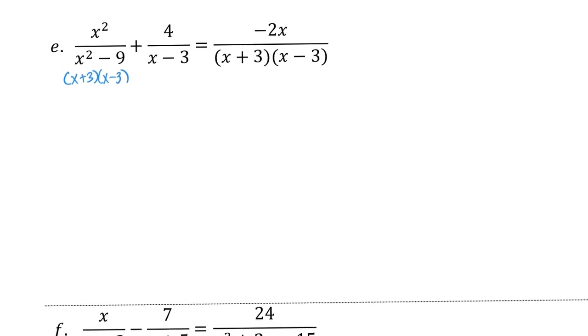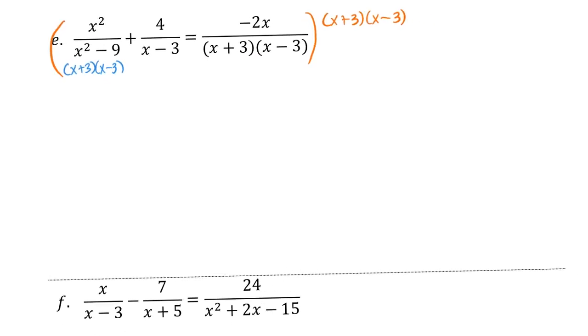So I'm trying to cancel out the x plus 3, and I'm trying to cancel out the x minus 3, and that should get all the fractions at the same time. Okay, I'm going to show this first step, which again, some of you are going to skip, and that's okay. So I'm going to multiply the first fraction by x plus 3, x minus 3. Let's go to the next fraction.